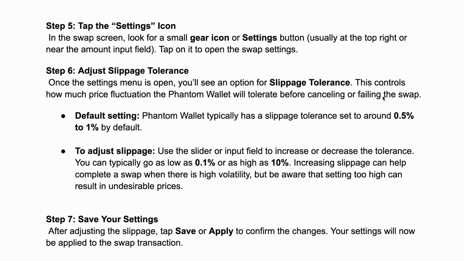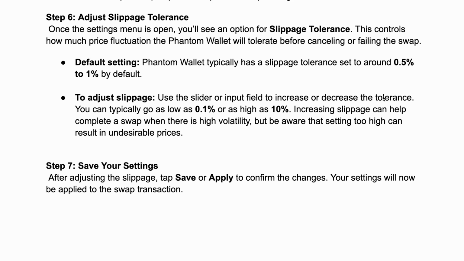In the swap screen, look for a gear icon or settings button. Tap on it to open up the swap settings. Once the settings menu is open, you'll see an option for slippage tolerance. This controls how much price fluctuation Phantom Wallet will tolerate before canceling or failing the swap.